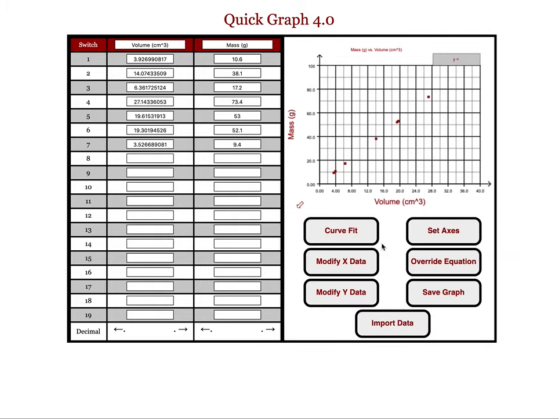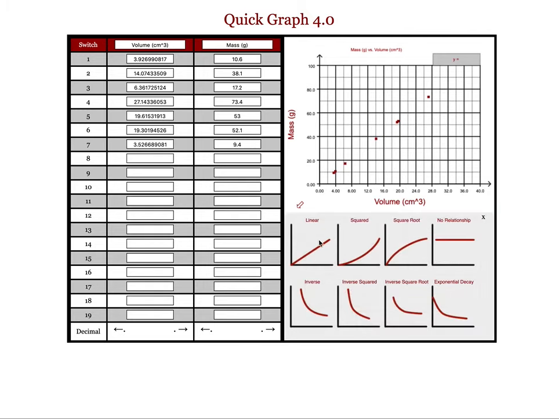They could then shrink this up. They could do their curve fit. And again, they'd get their density, but this time the slope would be in grams per cubic centimeter.